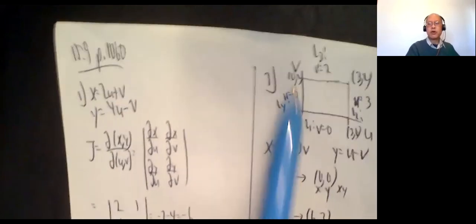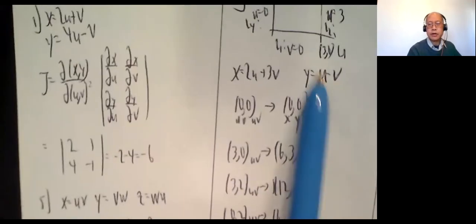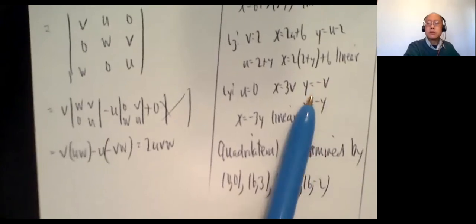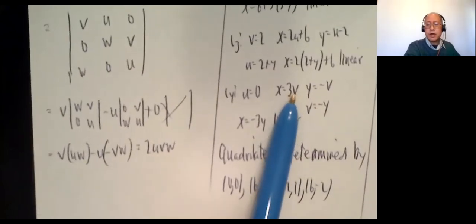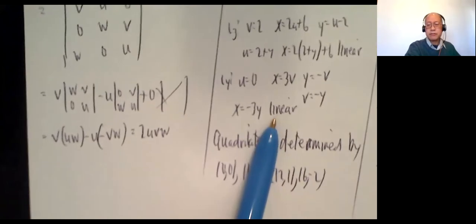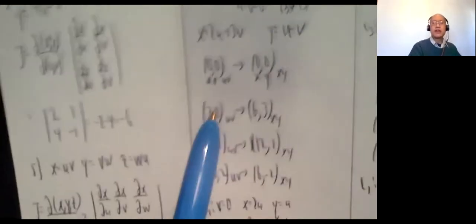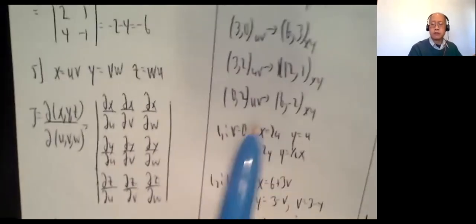And finally, L4, u equals 0. That's a little bit easier. Plug in u equals 0, so x equals 3v and y equals negative v. Solve for v: v equals negative y. Plug that right over here: x equals negative 3y. That's linear. y equals negative 1/3 x. All of that was to show you that I am going in the xy plane from (0, 0) to (6, 3) to (12, 1) to (6, -2), and they're all linear.